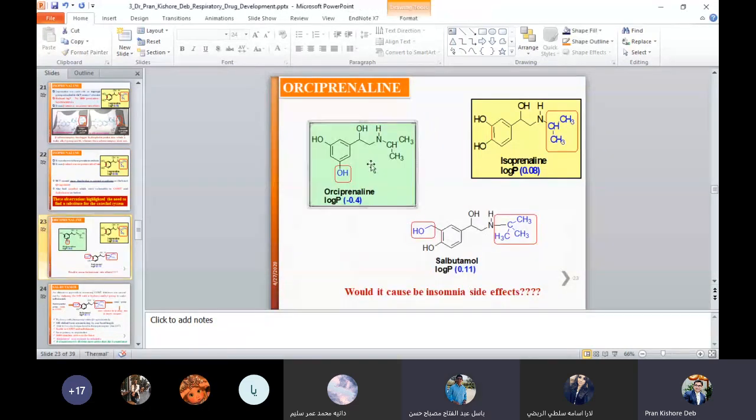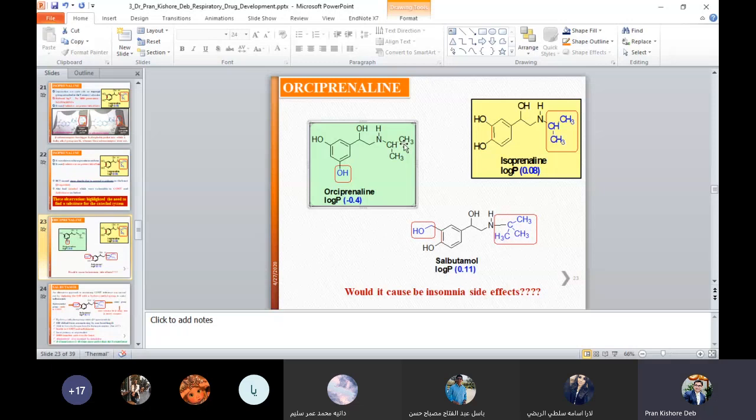Okay. Look at the structure of orciprenaline. Can you tell me what are the advantages you see in orciprenaline as compared to isoprenaline? It has pressure effects and cardiovascular effects. Okay, because it has the isopropyl group.